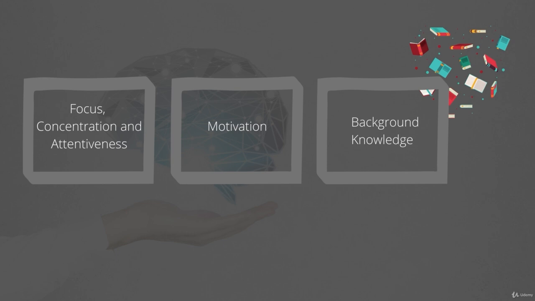Each of the best practices that I'm going to show you in the next lesson are trying to improve one of these factors. They either try to improve your focus or concentration, they try to improve your motivation, or they try to improve your background knowledge. Because in order to improve our reading and learning, we need to improve our ability in one of these 3 factors. And that's what these best practices are all about.